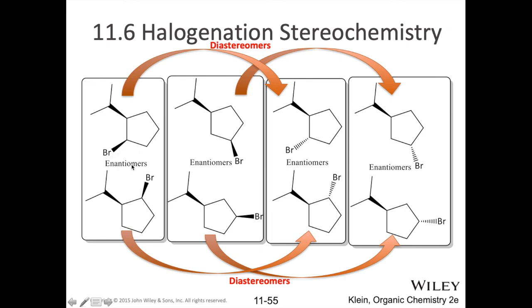But if you basically imagine your mirror plane kind of going like this, here's your mirror plane, and you slide this molecule down a little bit so that this bromine is lined up with this bromine, it would then become apparent that the two molecules are mirror images. And that's kind of what's going on for all of these enantiomers. And then of course the arrows show how things are related as diastereomers.